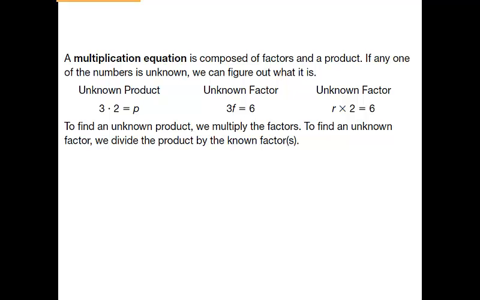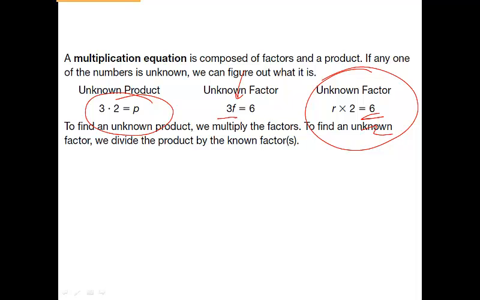Multiplication equations are composed of factors and products. Same principle. If you have an unknown product, you're going to multiply the two together. If you have an unknown factor, which is the f here, then you're going to have to do some division. And here you're going to do some division also. You're going to divide this 6 by the 2. So let's see if we can do that.